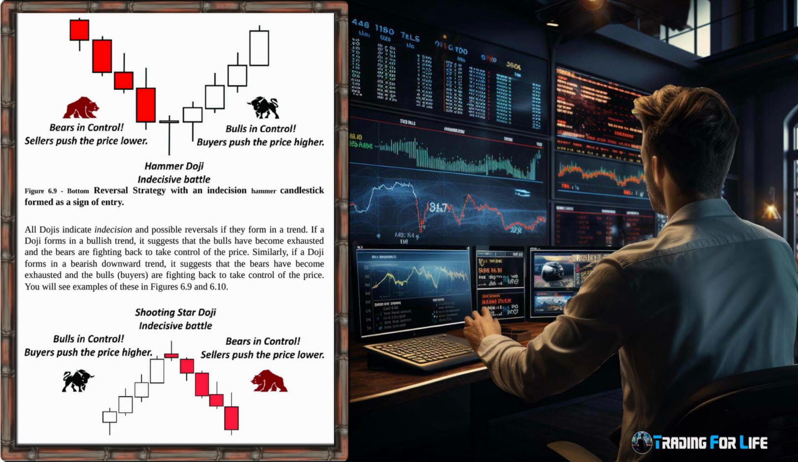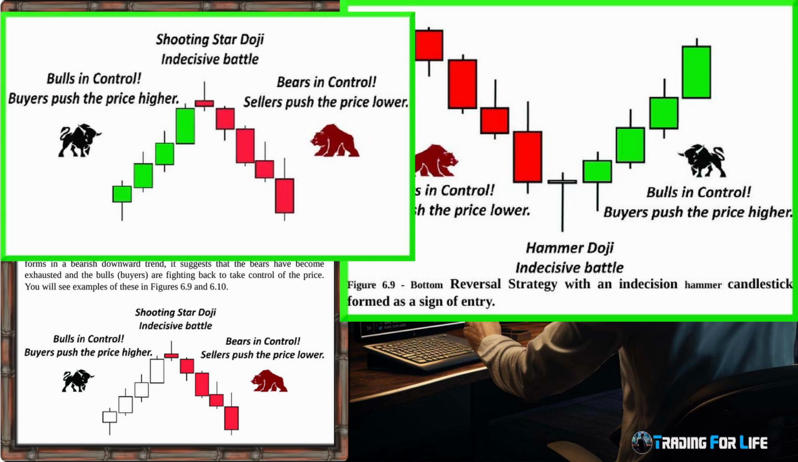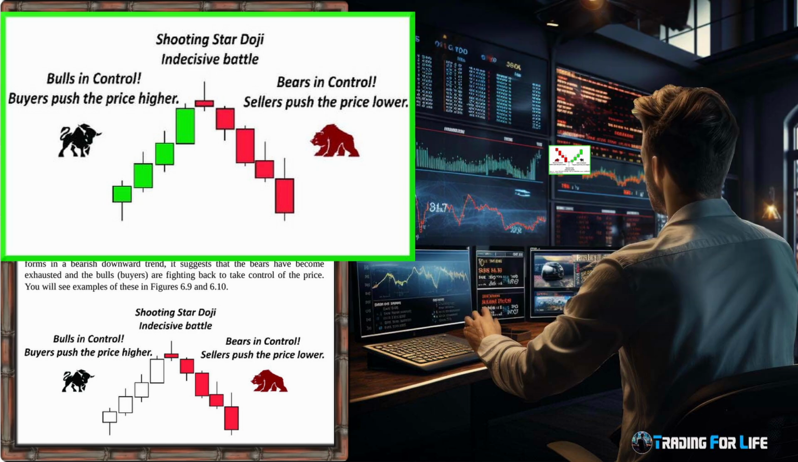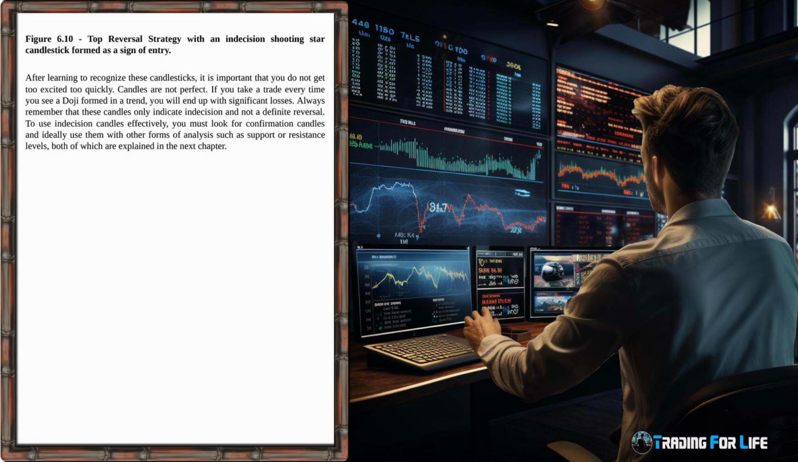All dojis indicate indecision and possible reversals if they form in a trend. If a doji forms in a bullish trend, it suggests that the bulls have become exhausted and the bears are fighting back to take control of the price. Similarly, if a doji forms in a bearish downward trend, it suggests that the bears have become exhausted and the bulls, buyers, are fighting back to take control of the price. You will see examples of these in figures 6.9 and 6.10. After learning to recognize these candlesticks, it is important that you do not get too excited too quickly. Candles are not perfect.